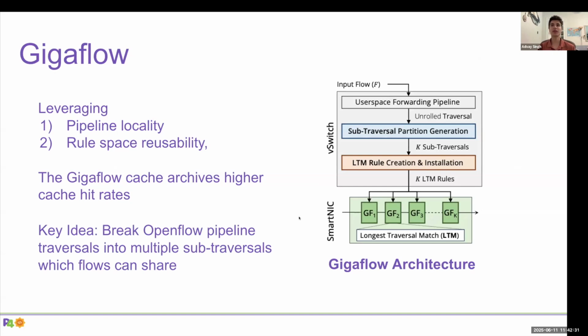Just to look at what the architecture looks like, you can see at the top right of the image how the initial pipeline was broken down into multiple sub-traversals using a partitioning scheme. These sub-traversals are then used to create and install longest traversal matching rules into P4 tables. These P4 tables are called GigaFlow tables, and together this makes the GigaFlow cache.